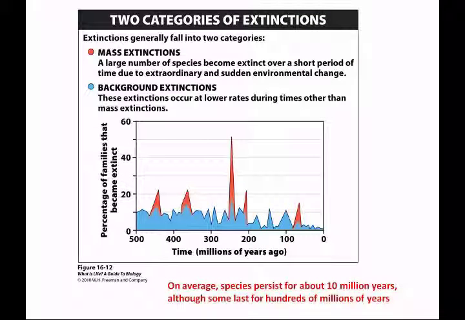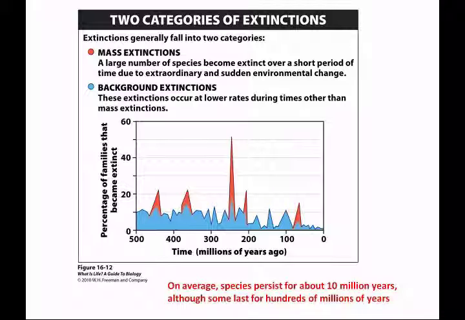So what we see in extinctions is sometimes we see just a loss here and a loss there, or we may see this huge mass extinction happening. So two categories. Mass extinction is when a large number of species become extinct over a short period of time. In the history of the Earth, we have seen five mass extinctions.